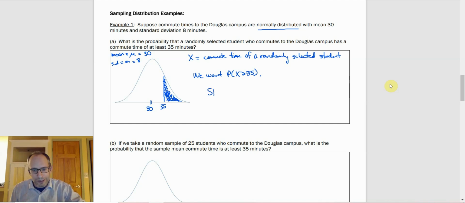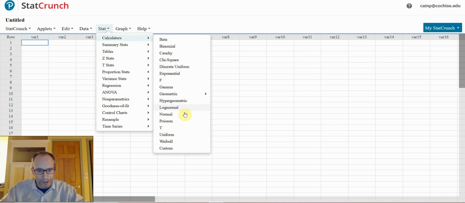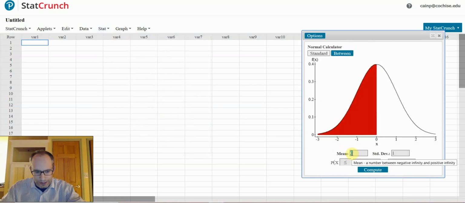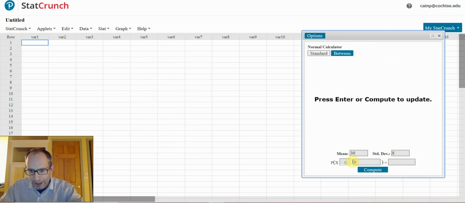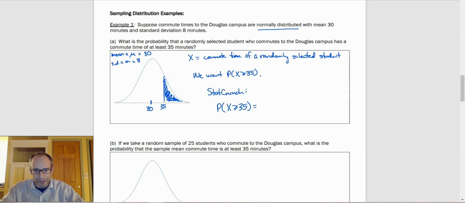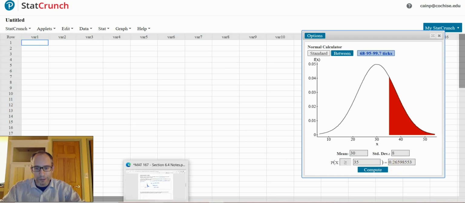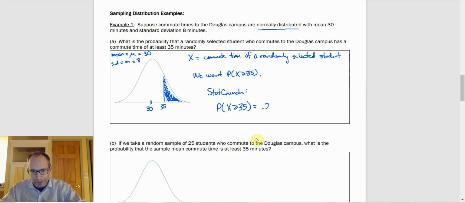And then this is where we're going to use StatCrunch. The probability that x is greater than or equal to 35, we should be able to get pretty quickly. So if we go to StatCrunch, we want the normal distribution, because it said normally distributed. So if I go to Stat, Calculators, Normal, the mean is 30, and the standard deviation is 8. And we wanted the probability that x was at least 35. And there we go. Looking at the picture, it matches up with the thing that I drew. At least 4 places, so you'd have to round that up. That probability looks like it's 0.2660. Okay, so there's that first one.